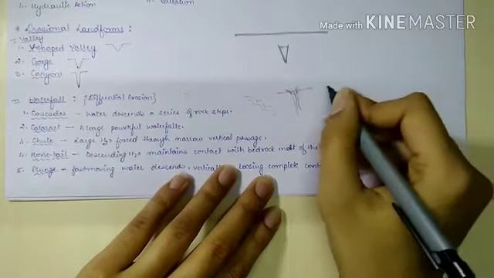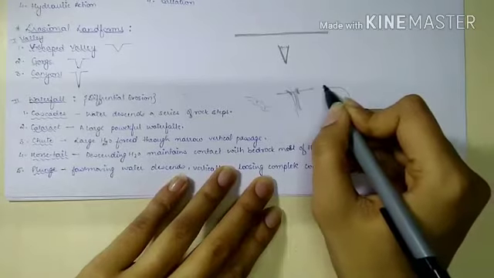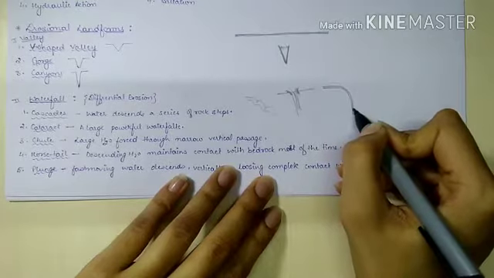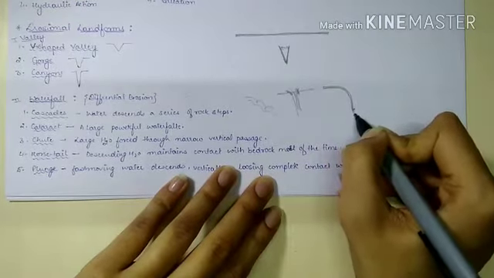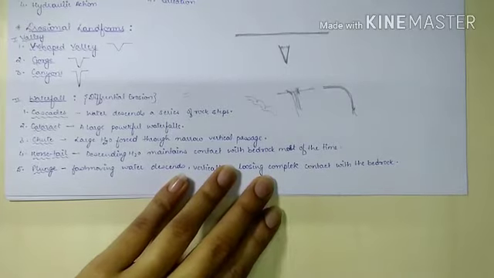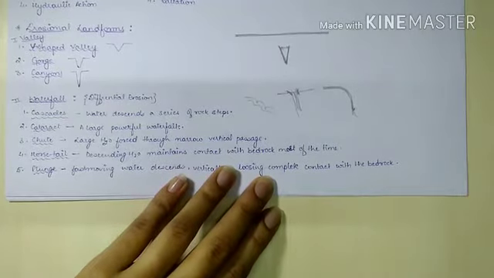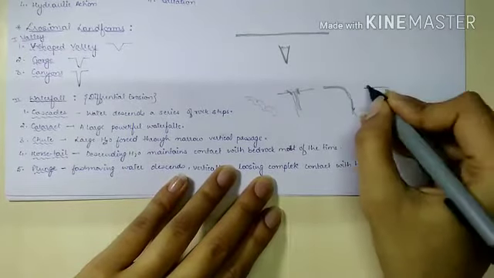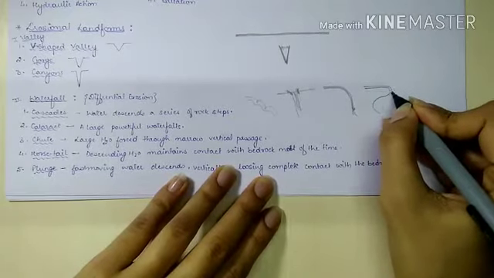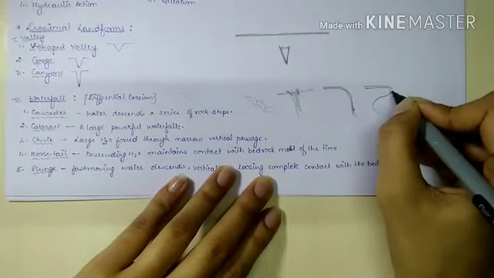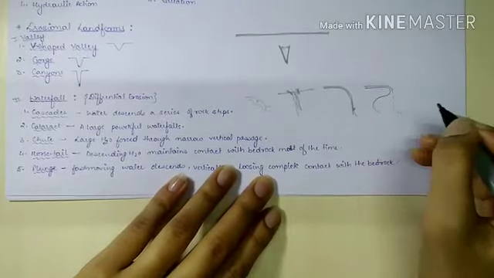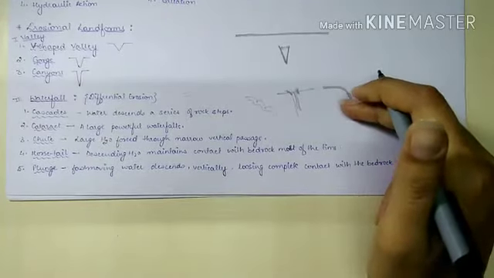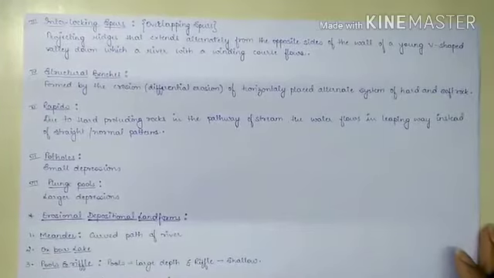Okay. Next is horse-tailed waterfall. See, this is the rock, and when the water falls, maintaining its contact with the bedrock, this type of waterfall is known as horse-tailed waterfall. On the contrary to it, plunge waterfall is the one in which as soon as the water comes here, it just loses its contact with the bedrock and it falls down. So this type of waterfall is known as plunge waterfall, and the other waterfall is known as horsetail. So now we have done waterfalls.